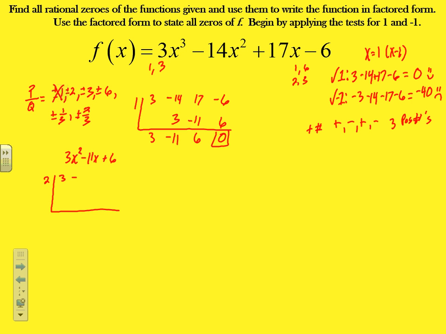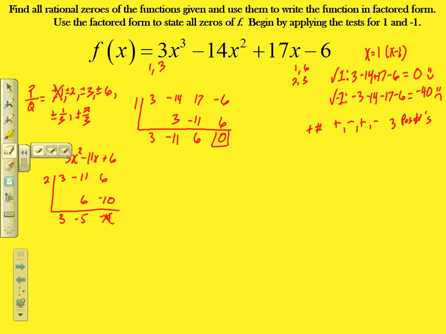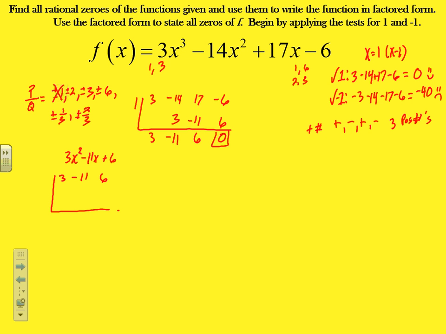So 3, negative 11, and 6. So 3, 6, negative 5, negative 10, negative 4. So that doesn't work. All right, so let's try the next positive number. So the next positive number would be a 3. All right, so bring down the 3, 9, negative 2. Hey, look. And so that would be negative 6.